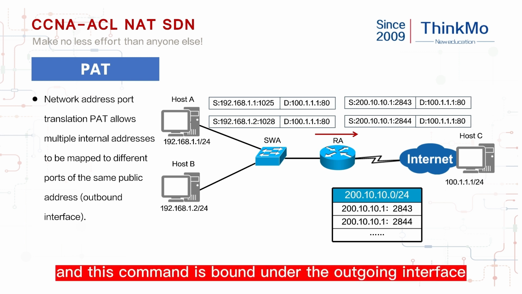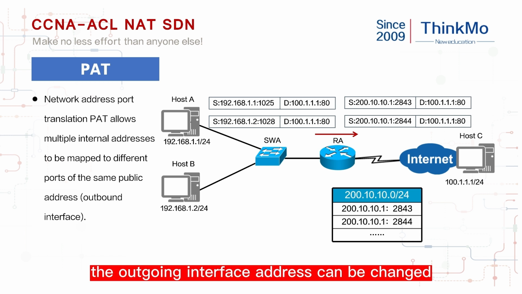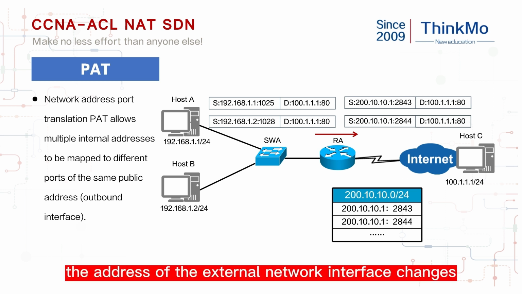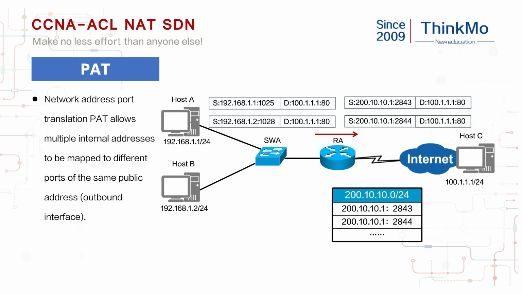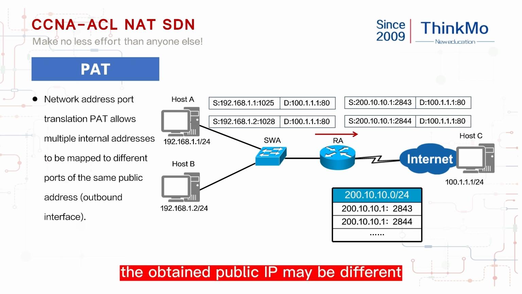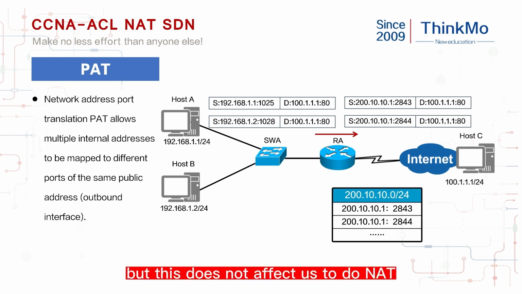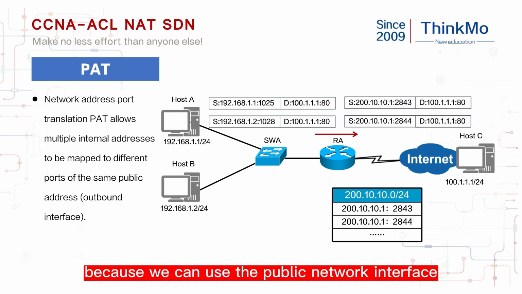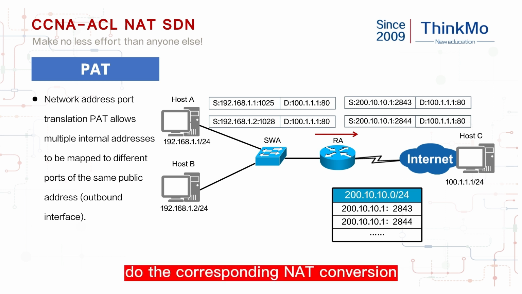And this command is bound under the outgoing interface. The outgoing interface address can change, and it does not matter how. The address of the external network interface changes. So for many companies now, how do we use the internet? Not a fixed IP. We use PPPoE. Every time I dial up, the public IP obtained may be different. But this does not affect us doing NAT, because we can use the public network interface to do the corresponding NAT conversion.